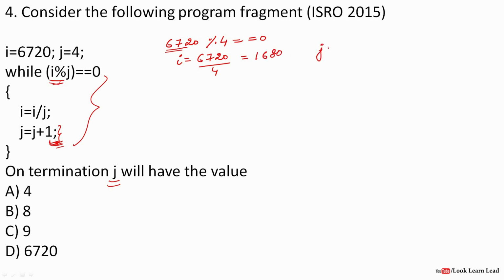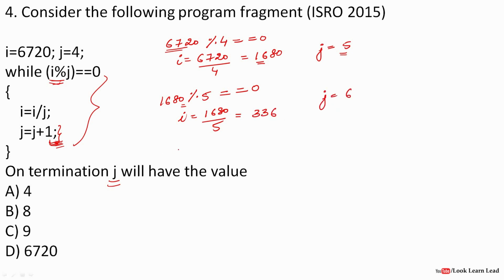So j is equal to 4 plus 1. It is 5. Okay, now next we will check this. That is 1680 mod j, now our j is 5. Yes, the last digit is 0, so it would be divisible by 5, and I is equal to 1680 by 5, and it is equal to 336. Okay, and we would be incrementing the value of j by 1.